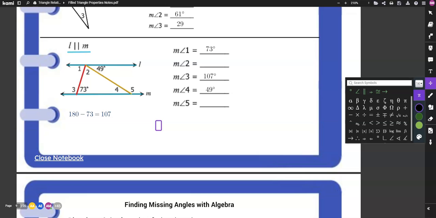Angle 5 is a linear pair with angle 4. So again, 180 minus 49, and that is going to be 131. So angle 5 is 131 degrees.